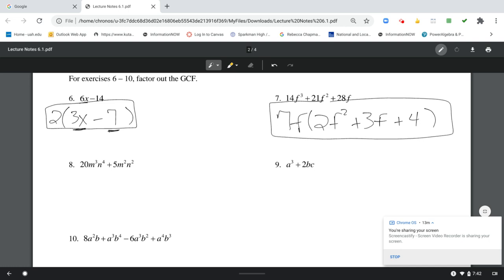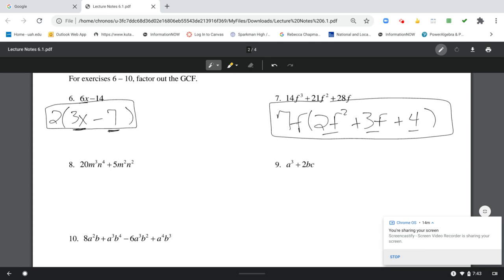And if you notice, these 3 terms have nothing in common with respect to each other. All of the terms have to have something in common, or none of them do. Okay.